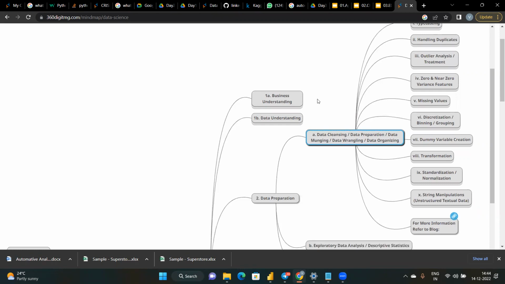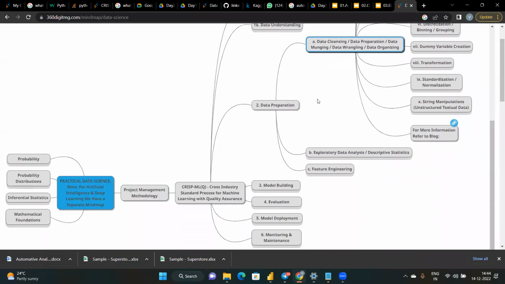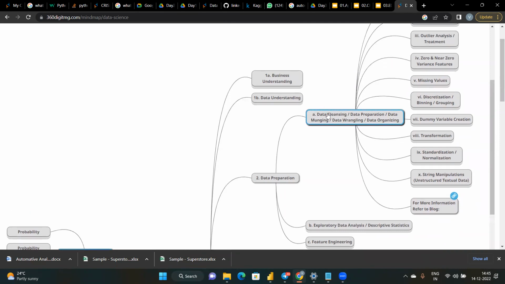So we have all different types of data types. These are called data types, guys: typecasting, handling duplicates, dummy variable creation, transformation, and many more. After that, why do we need these things? Why do we need dummy variable creation and transformation? After that, I'm going to see standardization or normalization.